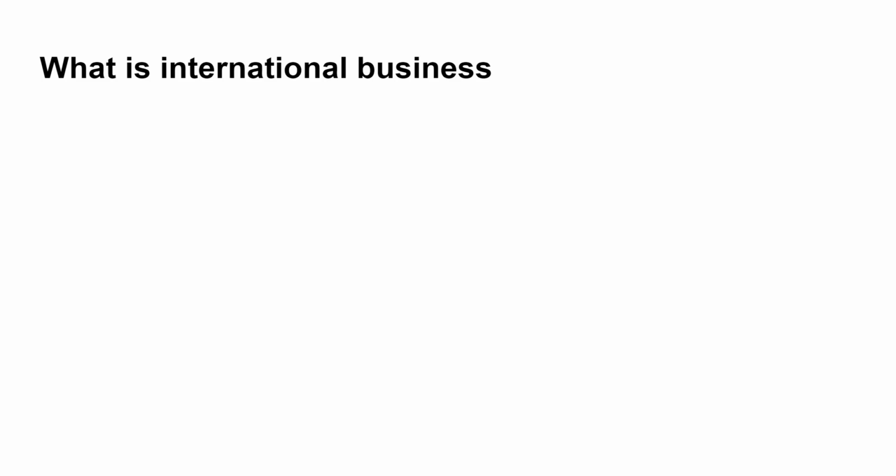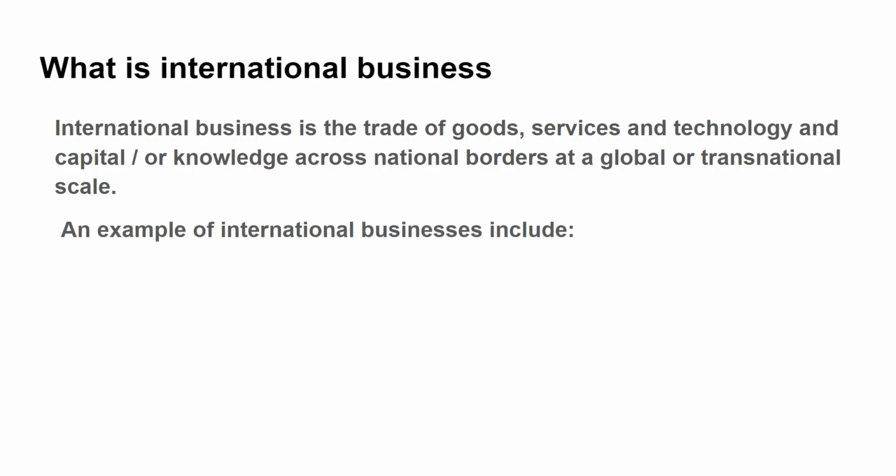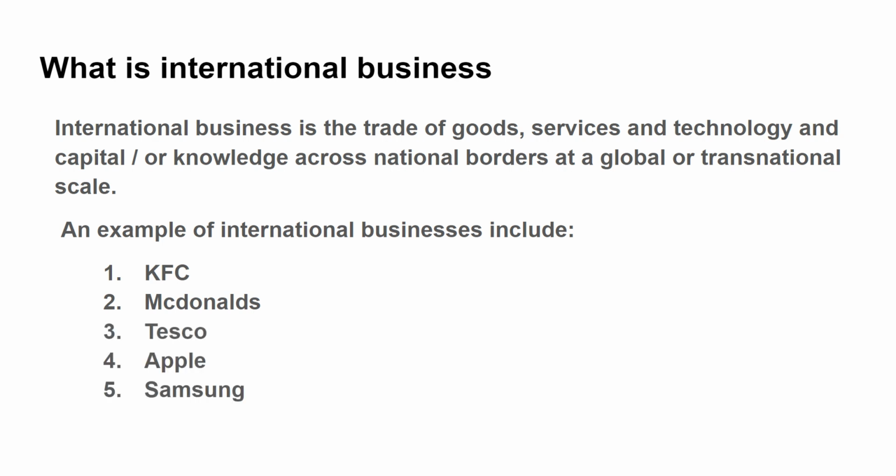What is international business? International business is the trade of goods, services, technology, and capital and/or knowledge across national borders at a global or transnational scale. An example of international businesses include but are not limited to the following: KFC, McDonald's, Tesco, Apple, and Samsung. These are all examples of international businesses that do business across multiple national borders at both global and transnational scales.